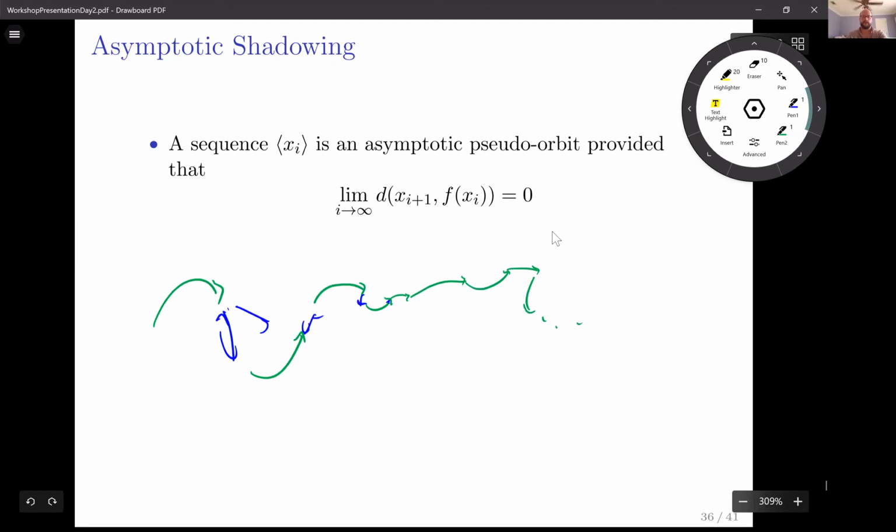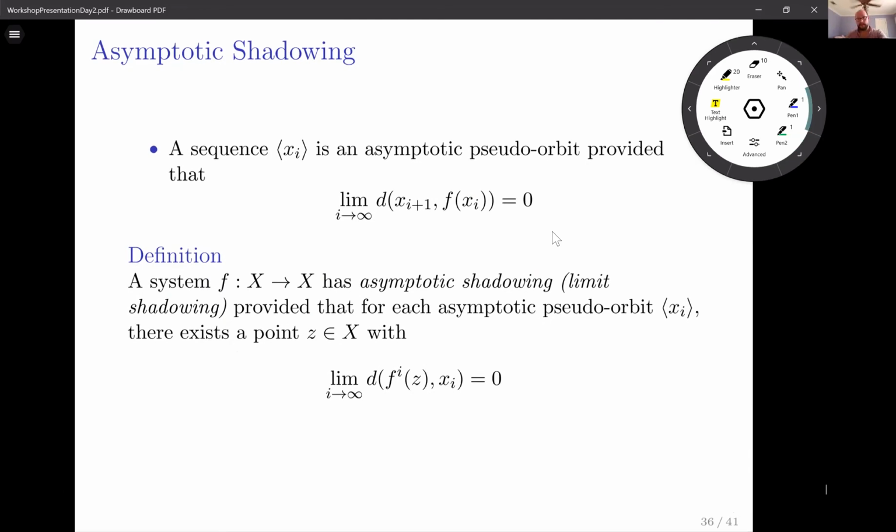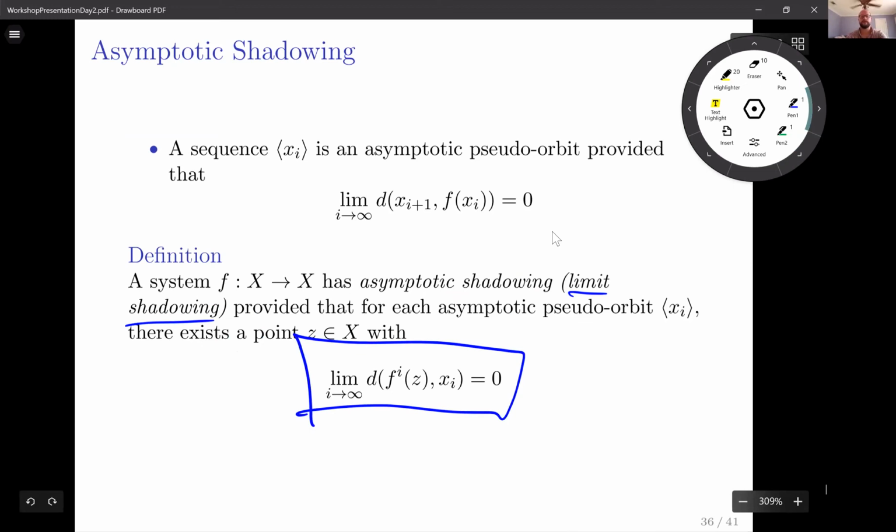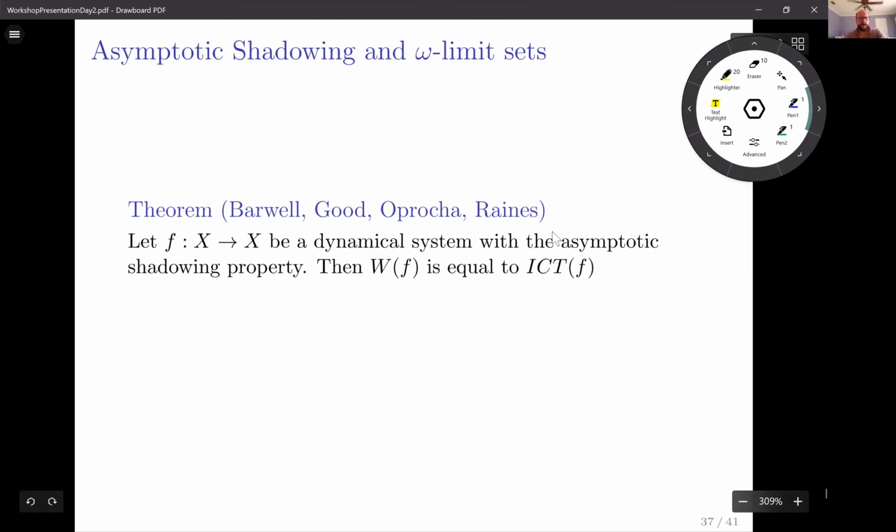All right. So a system has what we call asymptotic shadowing, sometimes it's called limit shadowing, provided that for each asymptotic pseudoorbit, there's a point that asymptotically shadows it. So not only do we have a pseudoorbit that's getting closer and closer to behaving like an orbit, but not being an orbit, then we have an orbit that gets closer and closer to that pseudoorbit. Now this is a big property. It's a very strong property, okay? But it's strong enough in sort of the right way, and Barwell, Good, and Oprocha-Raines, in one of the papers we mentioned earlier, proved that if you have asymptotic shadowing, then W is equal to ICT.